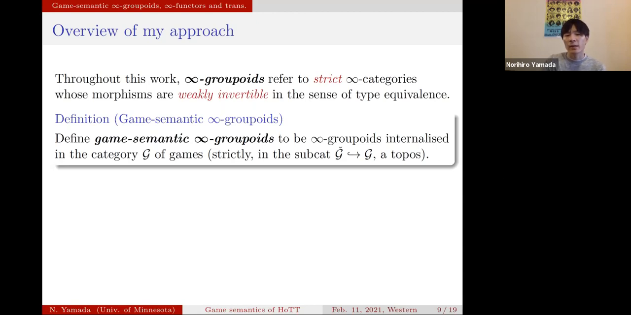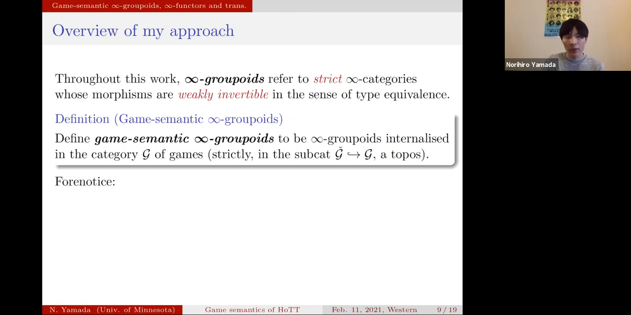So we need to use a subcategory which is finitely complete, because we need at least pullbacks to internalize composition. But on the other hand, we need the generality of Z later to internalize infinity functors and transformations. So actually we need both Z and G-check, but this is just a minor remark. It's not that important in the rest of the talk.